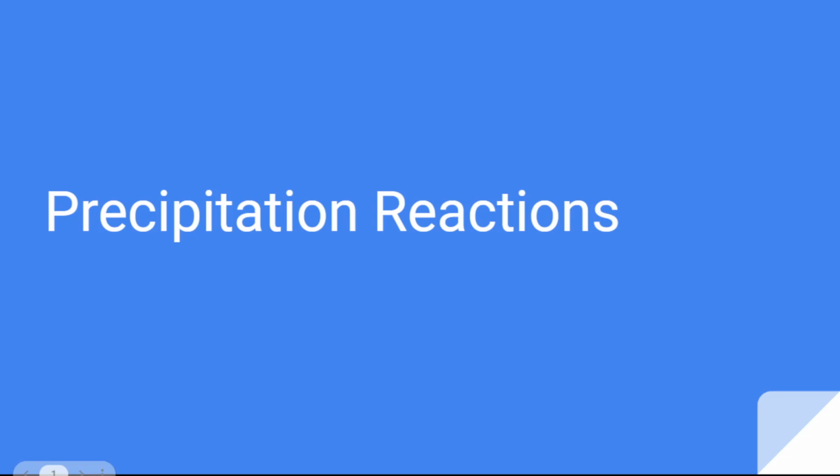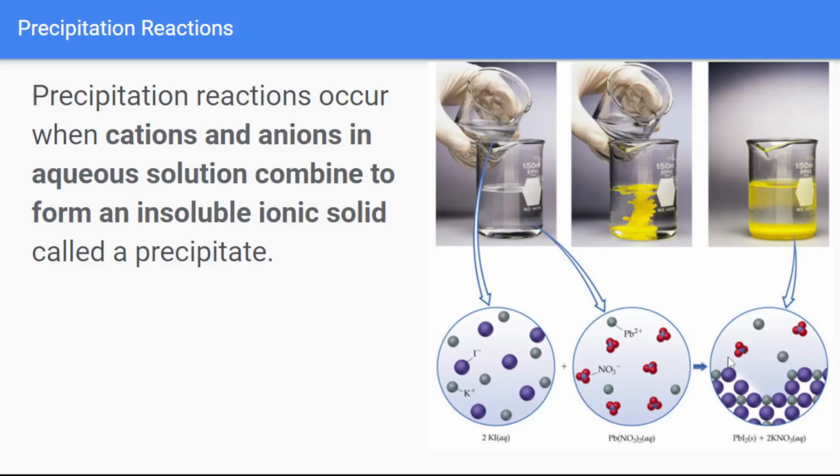In this video, we'll discuss precipitation reactions. Precipitation reactions are the result of two aqueous solutions being mixed when a precipitate is formed. A precipitate is a solid product from two aqueous solutions.